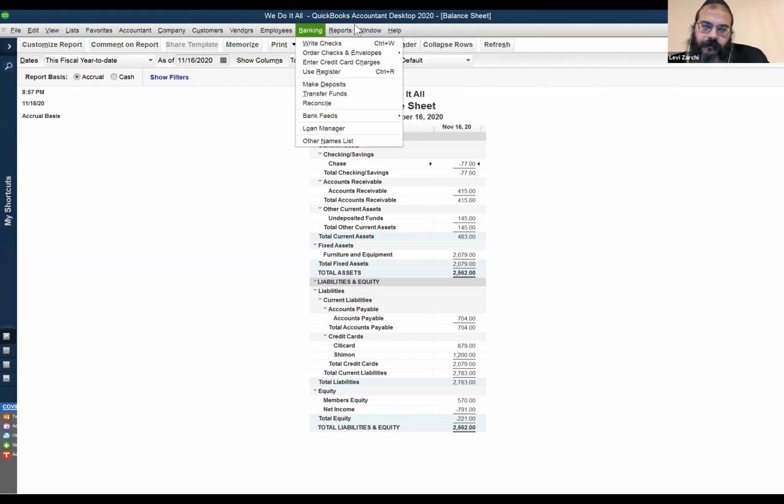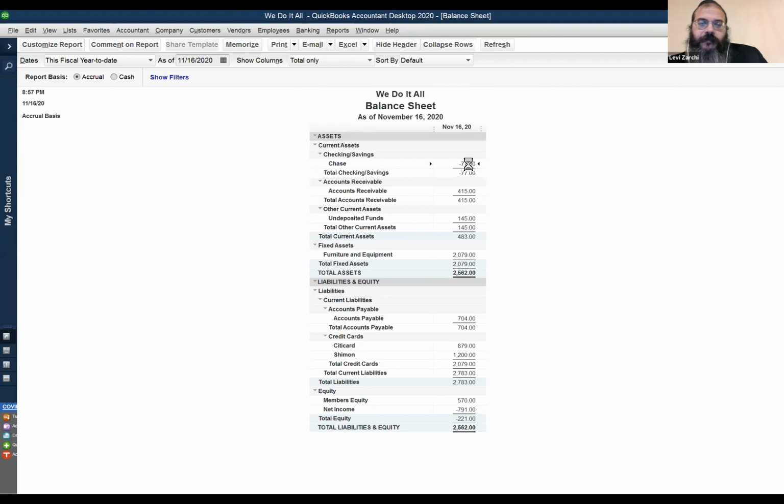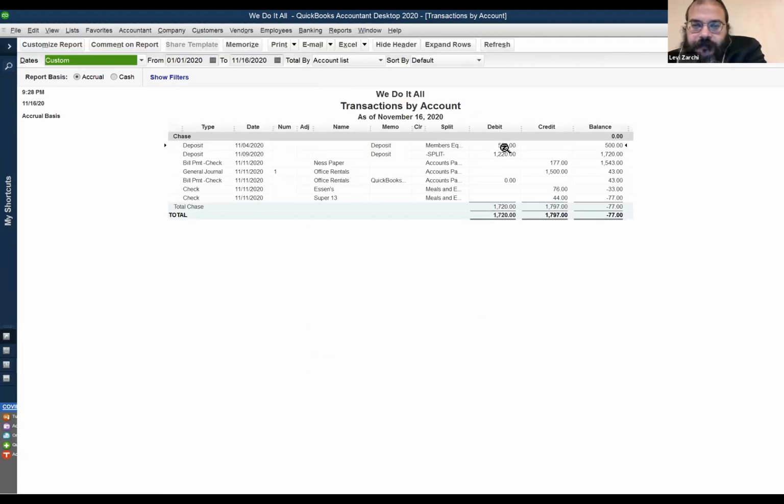Let's do it this way. Double click on your Chase. What do you see as your deposits on the left side? Your $500 deposit. So I have $500 debit, and then I have 177 credit, 76 credit, and 44. Just the debits. What are the deposits? Debits are 500, and then 400 accounts receivable.